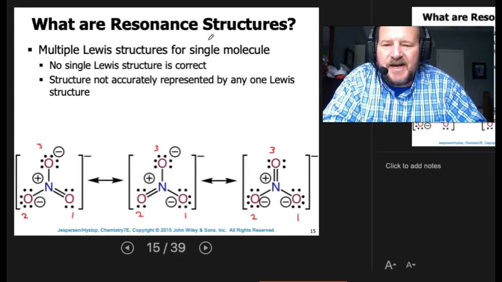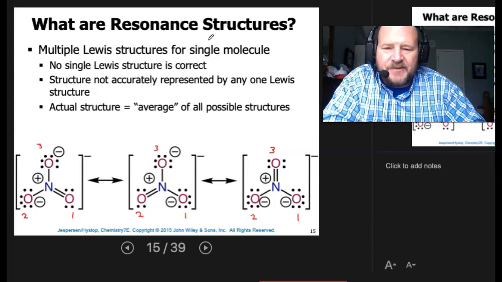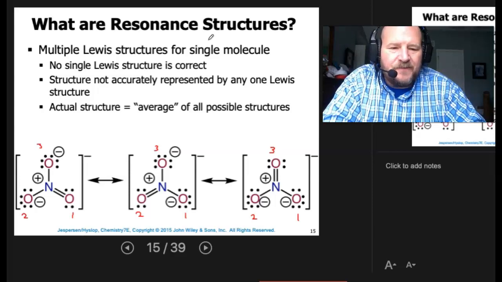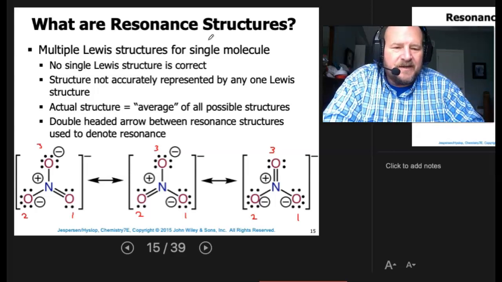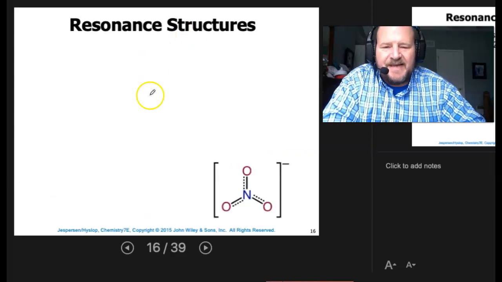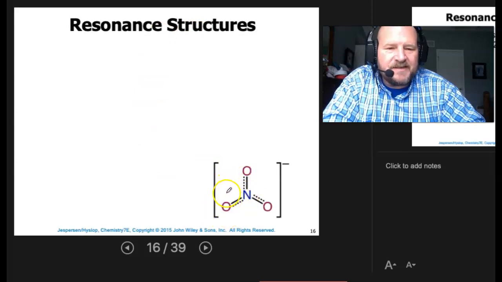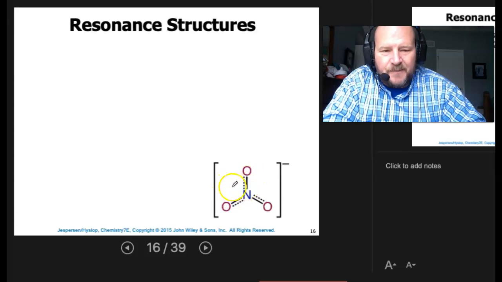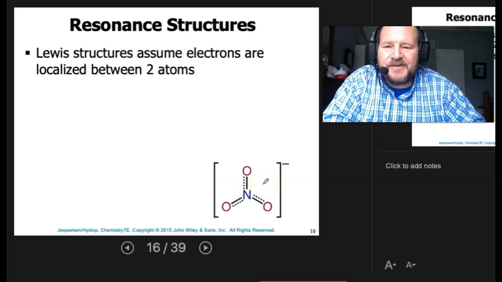The structure is not accurately represented by any one of these Lewis structures, and the actual structure would be the average of all of the possible structures. Now we can draw one resonance structure that's going to make it look that way, but it looks kind of funny. What we do is put dashes in there and say it's not a full double bond and it's not a full single bond. So there's more electron density here than just a single bond, but less than there is for a double bond. We call this a resonance structure.